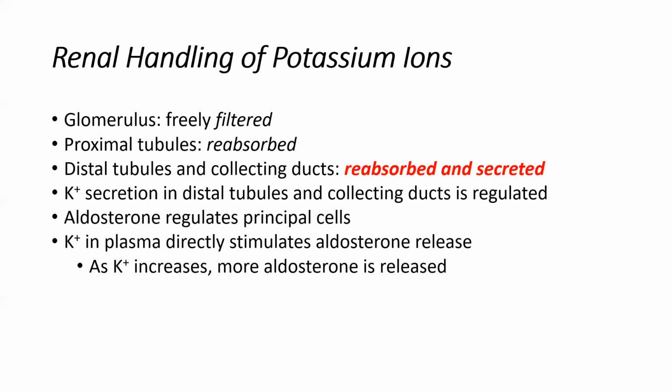So if we have too much potassium in the filtrate, aldosterone, because its job is to get rid of potassium, it's going to be stimulated under those circumstances, and it's going to insert more of those potassium channels, which will facilitate more potassium secretion. So we can think about aldosterone as having opposite effects when it comes to sodium and potassium. Aldosterone is going to want to hold on to sodium and get rid of potassium.